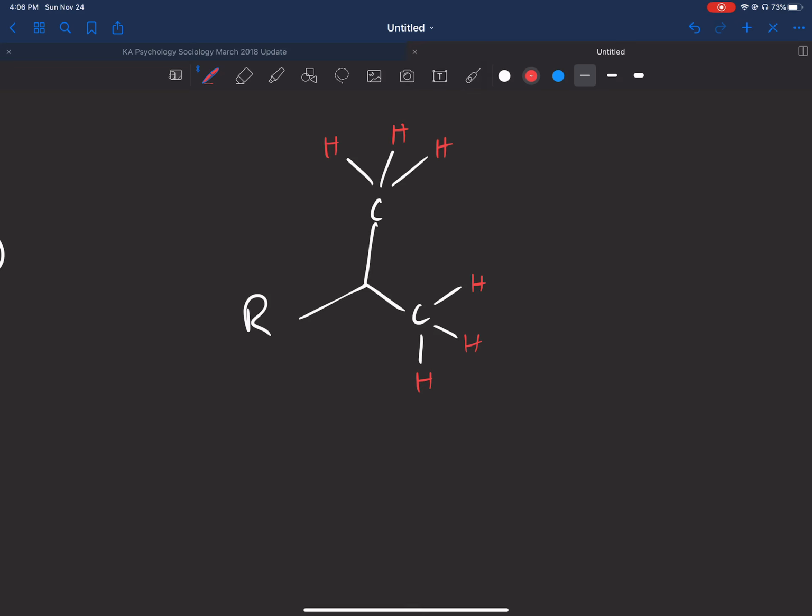So now let's do the n+1 rule. There are no adjacent hydrogens here. Okay? None. So that's going to be 0 plus 1. You're going to get one peak. Okay? There's only one peak. It's a singlet. You'll have a straight line.